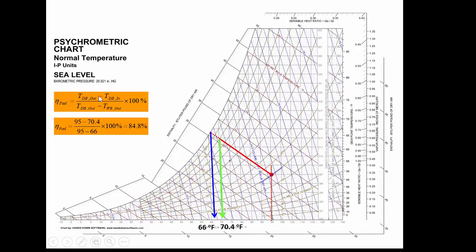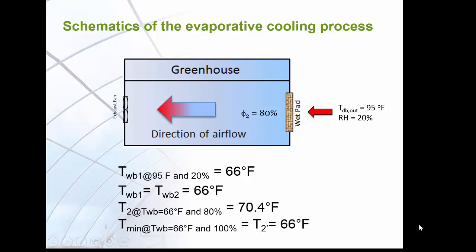By using the values for each corresponding variable here, we have 95 degrees Fahrenheit for outside dry bulb, 70.4 dry bulb temperature for the air inside the greenhouse. Again, the wet bulb temperature of the air is 66 Fahrenheit, so the cooling efficiency of this pad is about 85%, as you can see in this example. So we can summarize our findings from this evapotranspiration process. As you will remember, these are the values that we achieved using the psychrometric chart and the knowledge that we used in this example for this evapotranspiration process.